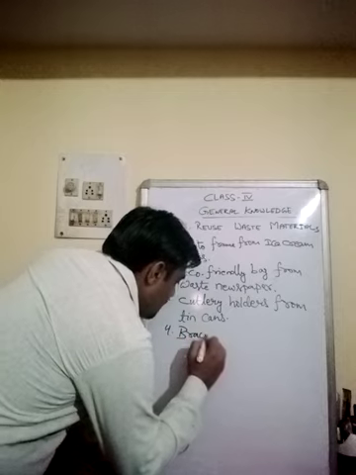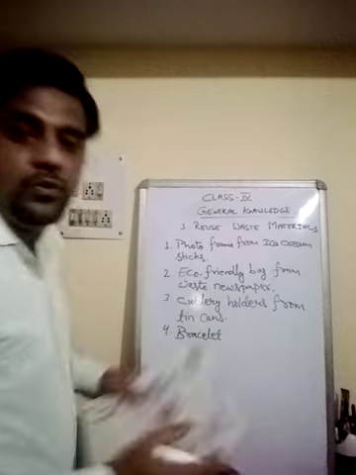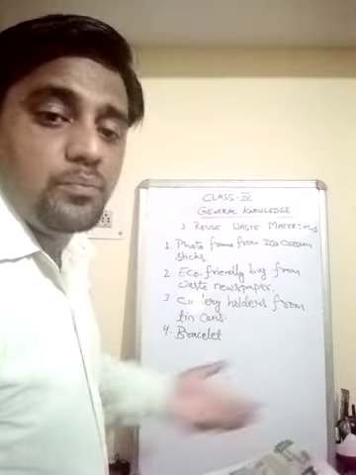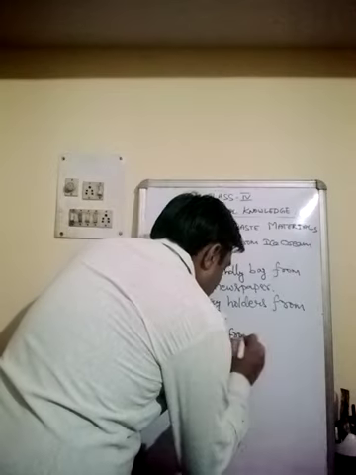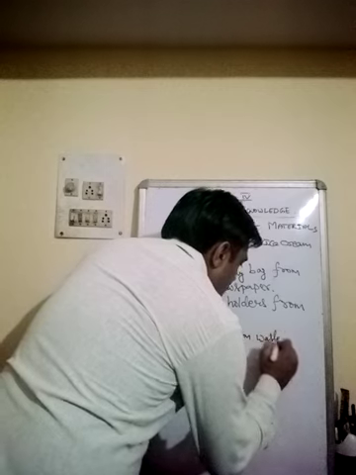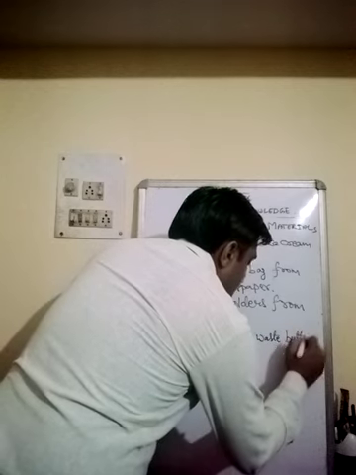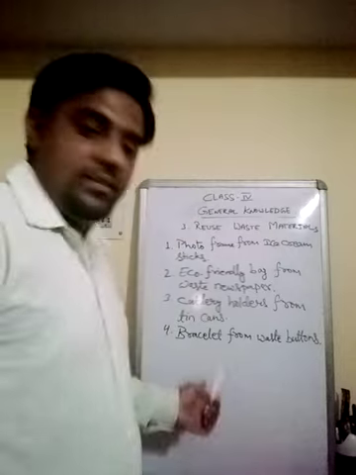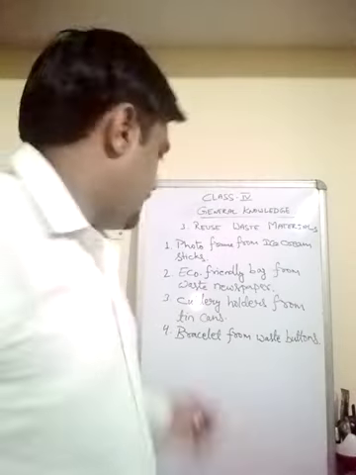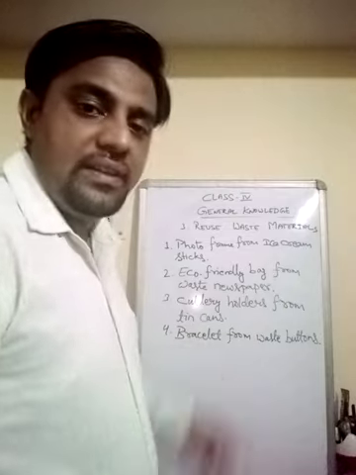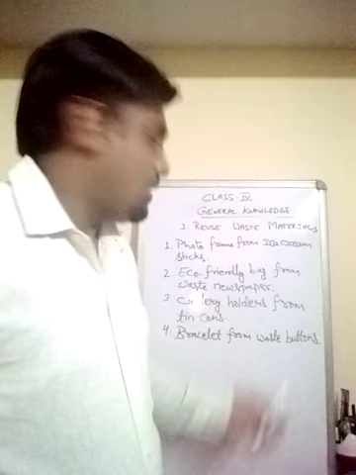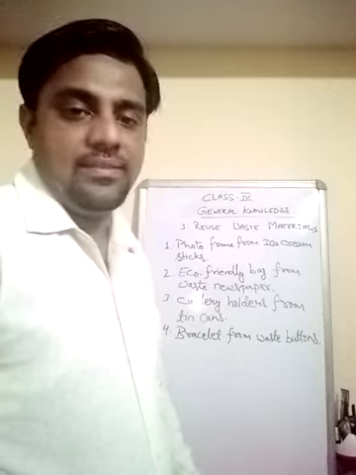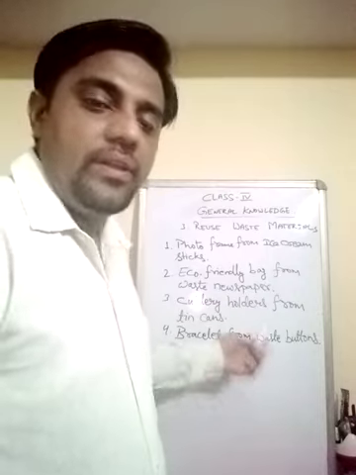Bracelet. This is one term you can use for such bands. Bracelets. Bracelet from waste buttons. Let's see. BRACE, brace, LET, bracelet. FROM, from. WASTE, waste. BUTTONS, buttons. Bracelet from waste buttons.